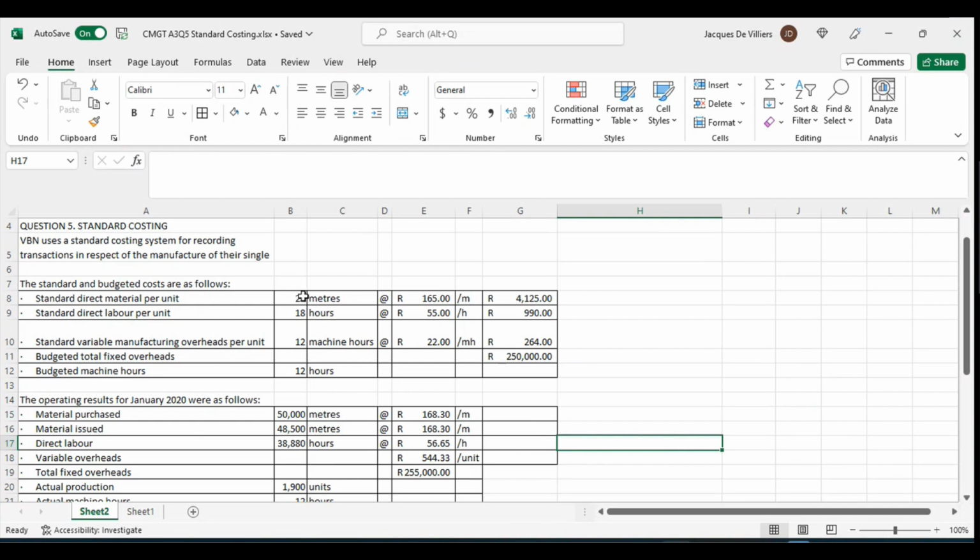So there I have standard direct material, 25 meters per unit at 165 Rand per meter for a total of 4,125, given. The standard direct labor per unit is 18 hours at 55 Rand an hour. So that gives me a labor cost of 990 per unit, but that was also given. The standard variable manufacturing overheads given as 12 machine hours at 22 Rand for a total of 264.